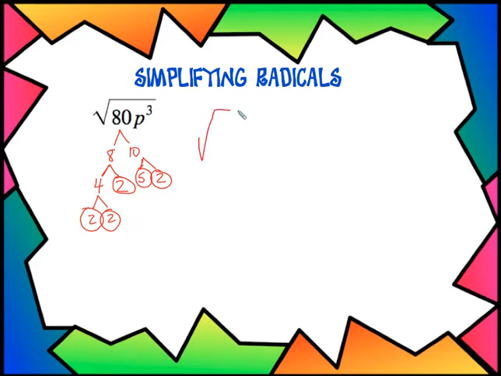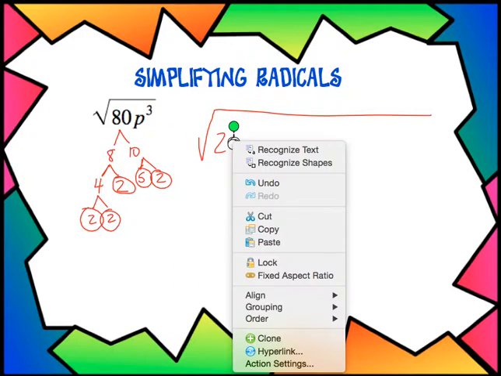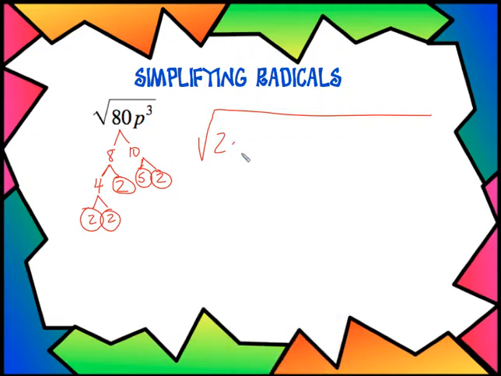So I'm going to write all our prime numbers under the radical. We have 2 times 2 times 2 times 2 times 5. Then I'm going to break down p to the third into p times p times p.